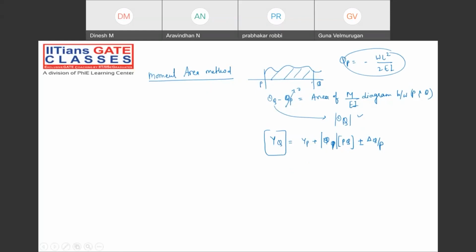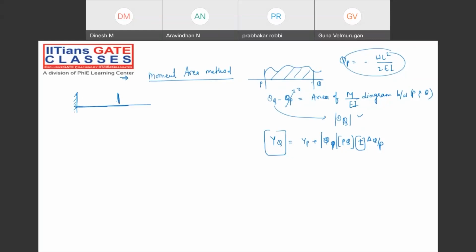And of course, here it will be plus or minus depending on whether it is a simply supported beam or a cantilever beam. Understanding? So only the sign convention will matter when you use the double integration method. Apart from it, forget about the sign convention. Understand? Tell me, guys, are you getting my point or not? Check it out. Perfect.